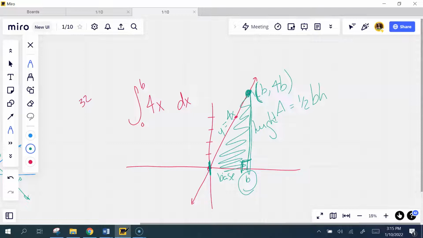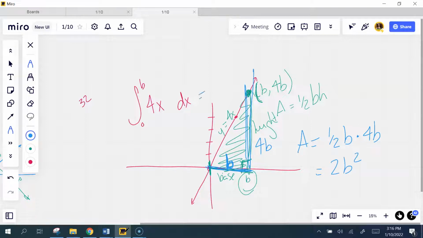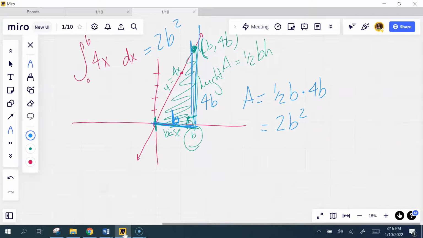So what that tells me is that this distance across here is b, and the height then would be 4b, right? So the area here would be 1/2 base times height. And now I can just clean this up a little bit. Half of 4 would be 2b squared. So this would be 2b squared. So I hope that answered your question about those.